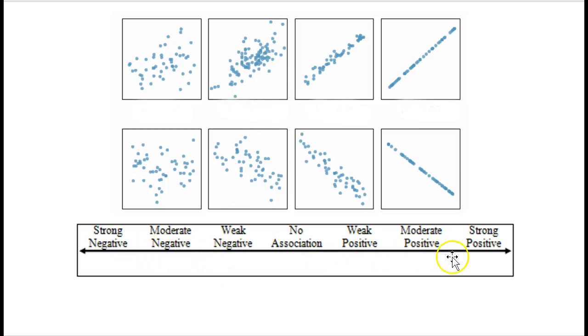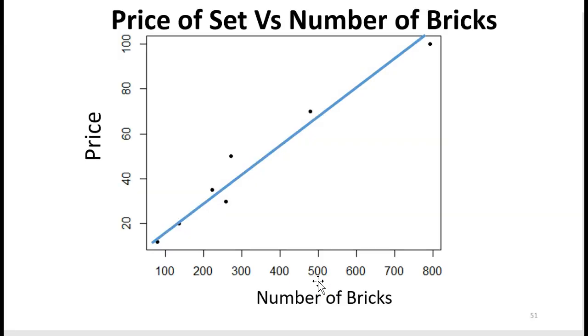Notice that with association, we can combine the idea of positive and negative, as well as strong, moderate, and weak, and think of these on a continuum. Looking at the plot of the Lego data, we can see that the underlying pattern is a line. The points are clustered close to the line, so we can say that the association is strong and positive.